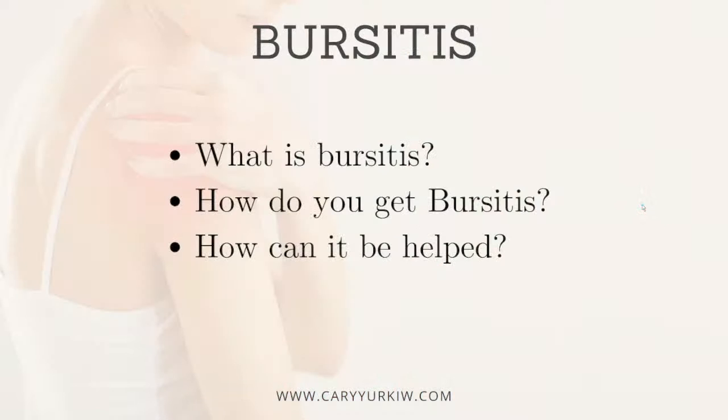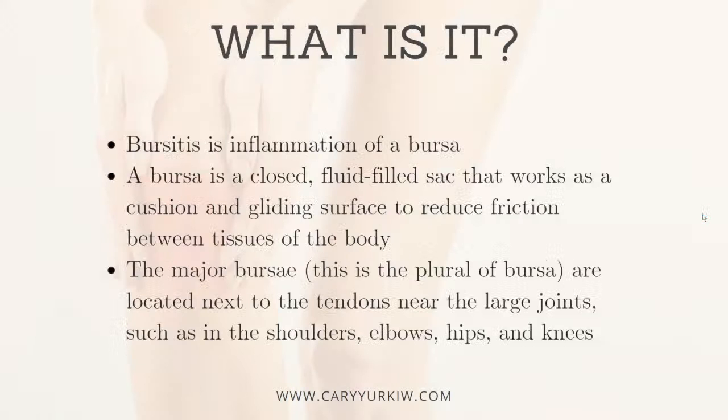So bursitis, what is bursitis? And how do you get bursitis and how can it be helped? So what is it? Bursitis is inflammation of the bursa, and the bursa is a closed fluid-filled sac that works as a cushion and a gliding surface to reduce friction between tissues in the body. So it's basically a sac of fluid there to reduce friction and give the tissue some space so they don't rub together.